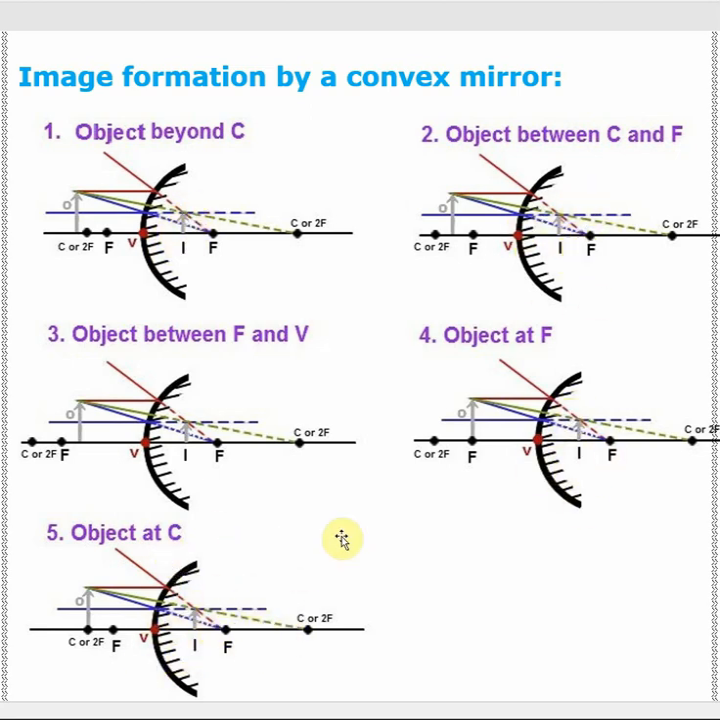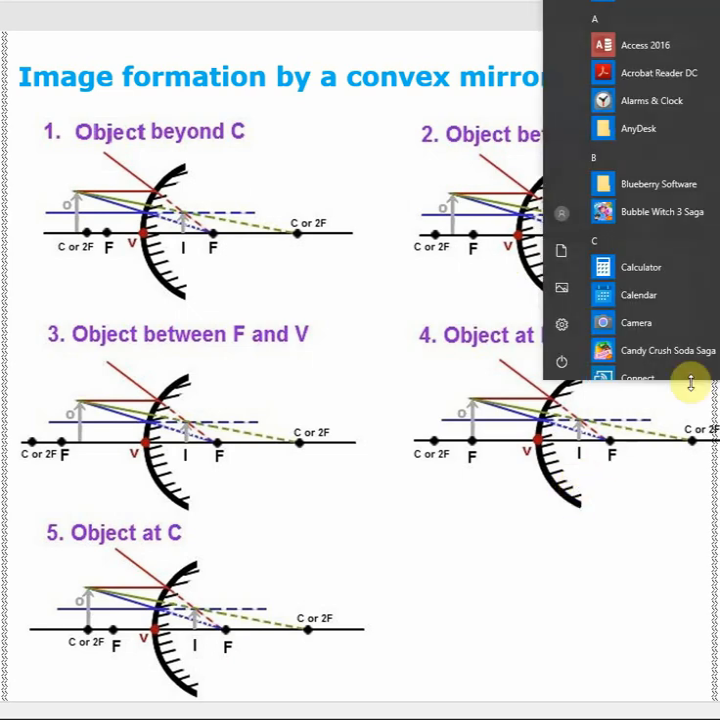Okay, so we will learn how to draw it. A few drawings will explain this convex mirror. Drawing the images in case of convex mirror is easier than concave. You will learn it because in all cases you will see the same kind of images are formed. Okay, let's start the drawing.